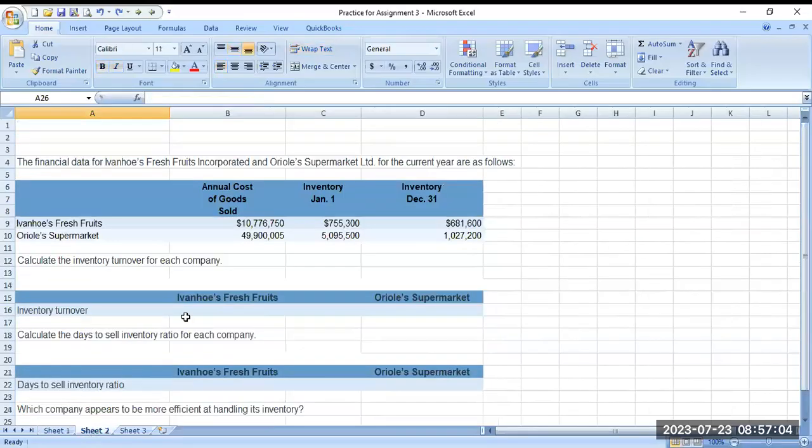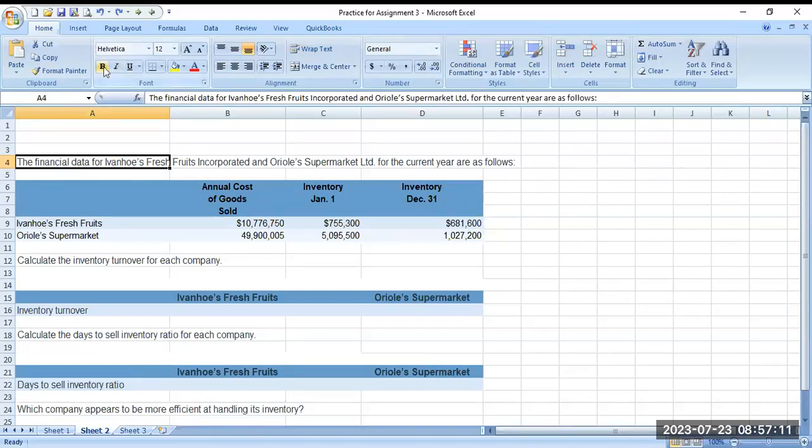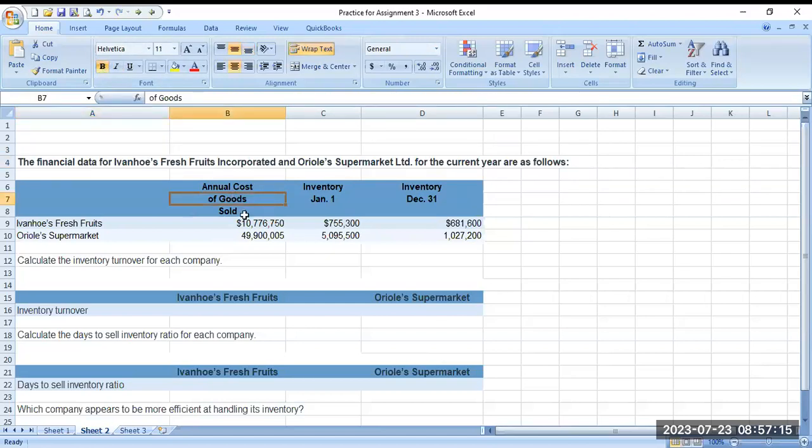The next question that you're gonna see is about this company. Now it's the two companies that, again, we have the information about the current year. They're giving us cost of goods sold. They give us an inventory at the beginning and inventory at the ending. The question asks, calculate the inventory turnover for each company.